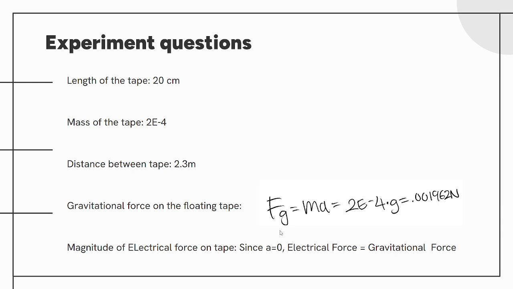The gravitational force on the floating tape was solved by using mass times acceleration, where we know the mass and the acceleration is just g, so it was 0.001962 newtons. The magnitude of the electric force on the tape, since the acceleration is 0 because the tape is still, is equal to the gravitational force, so it's the same number.